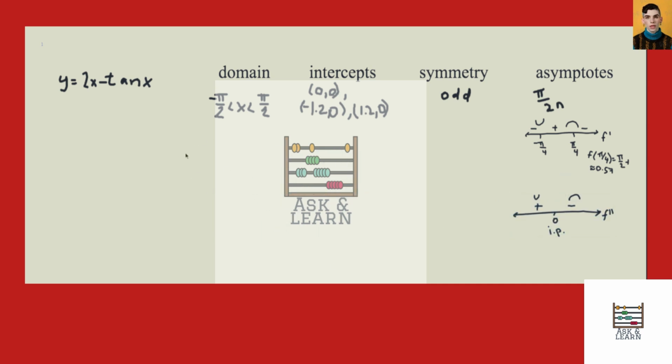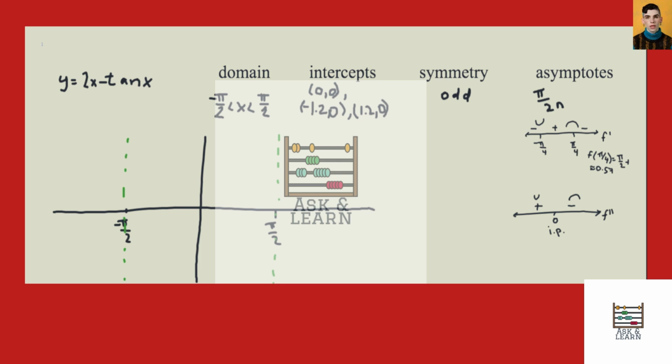The first thing we can graph is the asymptote, which is pi over 2n, so let's label that negative pi over 2 and positive pi over 2. All right, so let's label that in green. So these are our asymptotes. They're going to be vertical. So negative and positive pi over 2, we have asymptotes.